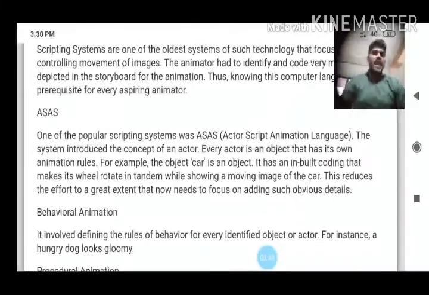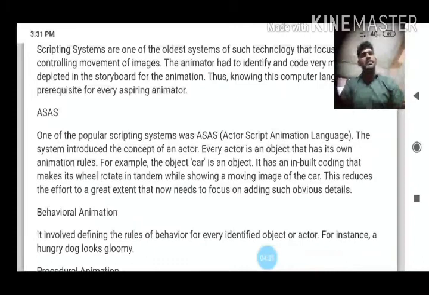Actor script animation language. What is the meaning of ASAS? Actor script animation language. What is the actor script? Simple. Actor is nothing but an object. Because we are following animations, take the car, bicycle, or any object. That object in animation acts as an actor in a cinema. Why do we call it an actor? Because when you are making any movie, only actors are acting there. That's why the objects are actors.